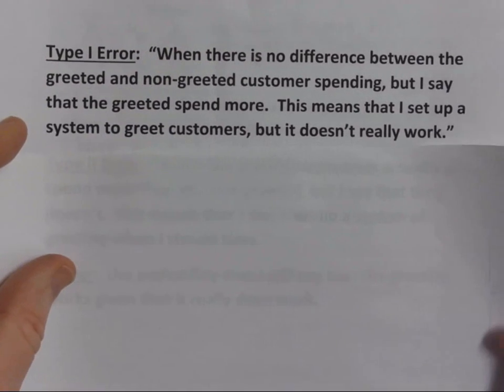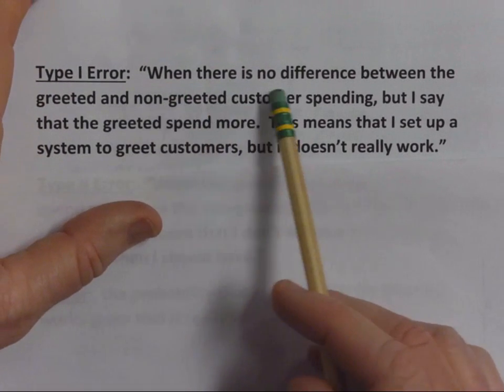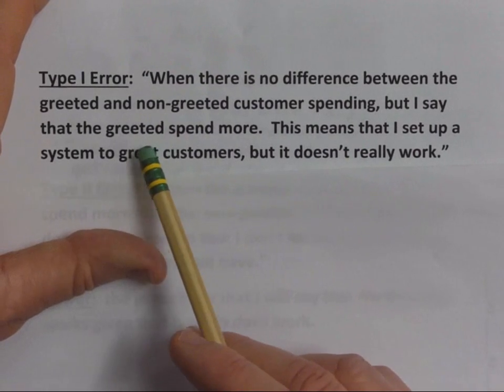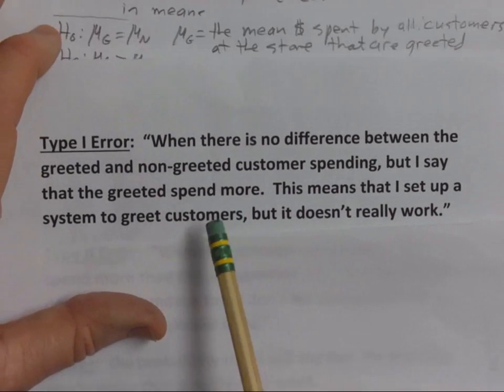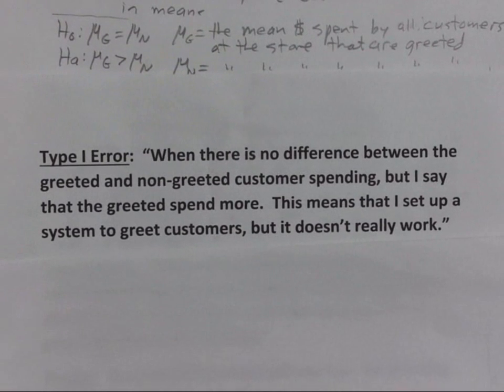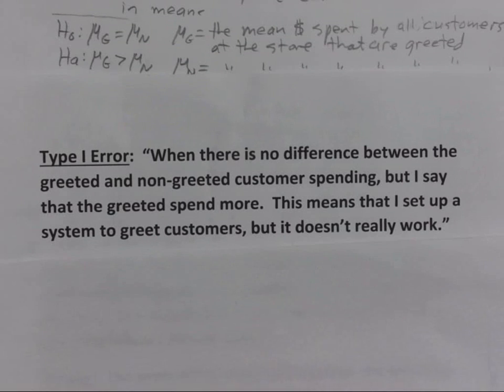So if you're asked, what is type 1 error in context? You would say, well, that means the null is true. In other words, there is no difference between the greeted and not greeted customer spending, but I say the greeted spend more. In other words, I went with the alternative. And what are the consequences of that? It means I set up a system to greet customers, but it really doesn't work. So that is stating or interpreting what type 1 error would be there.